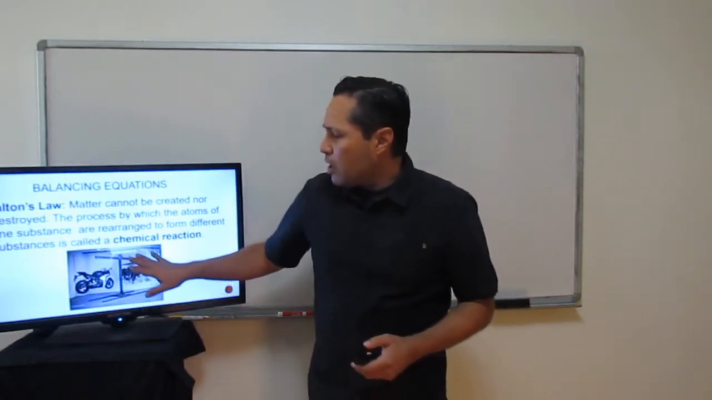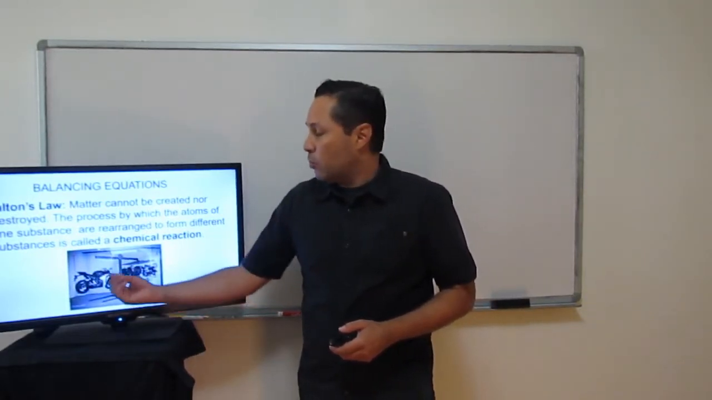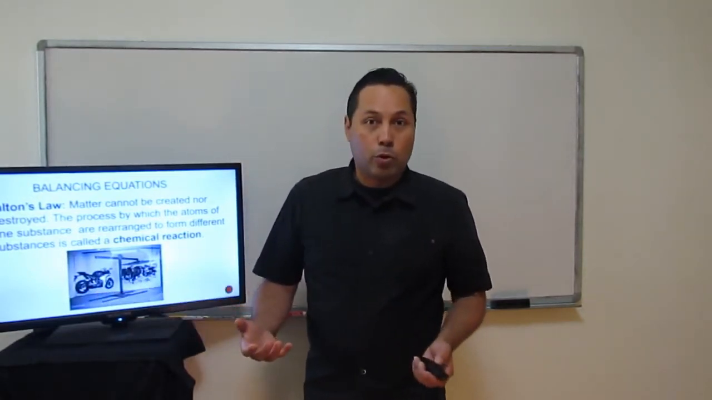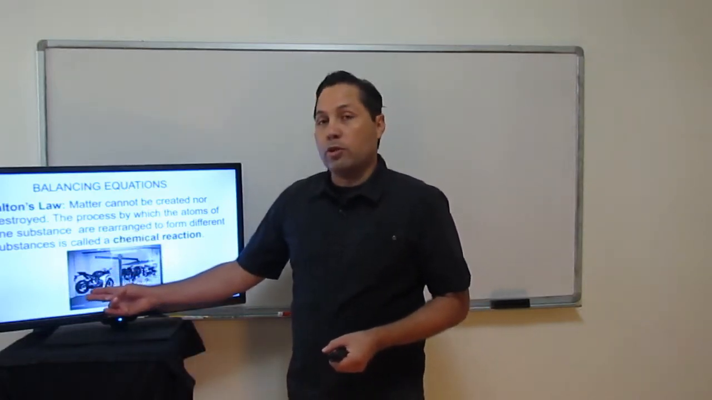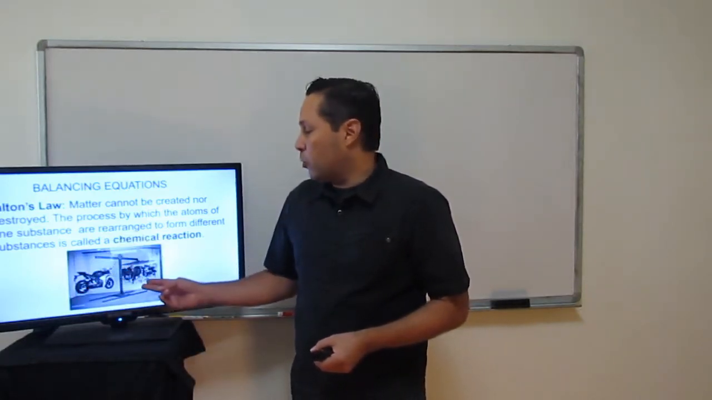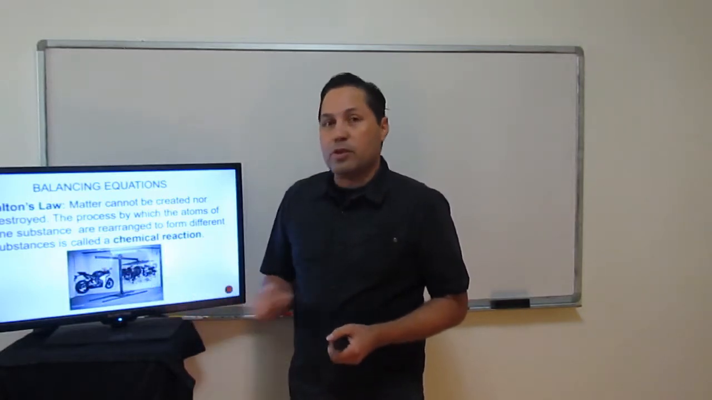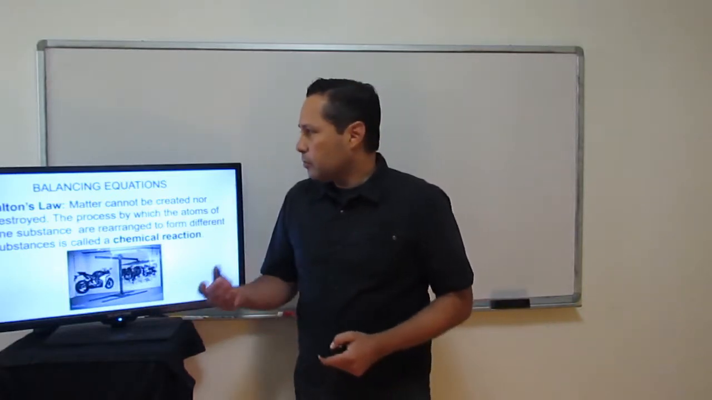So a good analogy would be this picture right here at the bottom. In this picture, what you see is a motorcycle on the left and also a motorcycle on the right. Both are motorcycles. Now they've been rearranged. The motorcycle on the left is one whole piece versus the motorcycle on the right is in pieces. But nevertheless, they still are balanced because they have the same amount that you started with as you finish with.